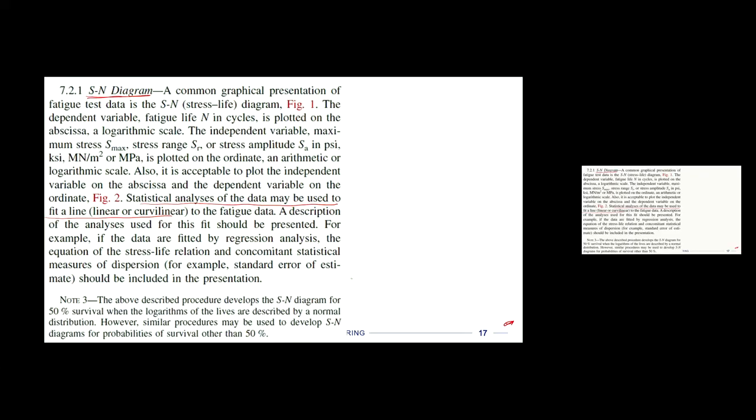And note 3 here is pretty important, and I know it's quite small for those of you in person. The above described procedure develops the SN diagram for 50% survival when the logarithms of the lives are described by a normal distribution. However, similar procedures may be used to develop SN diagrams for probabilities of survival other than 50%, right? So that goes back to, I think it's chapter, I don't remember what chapter it is in the book. It's the introduction to fatigue, maybe chapter 7, where they talk about the different reliabilities, right, of these SN diagrams.